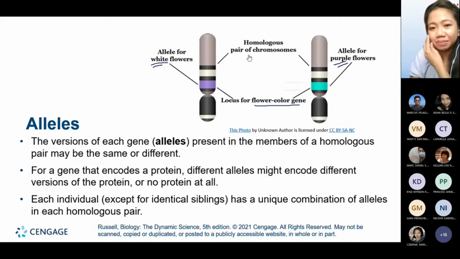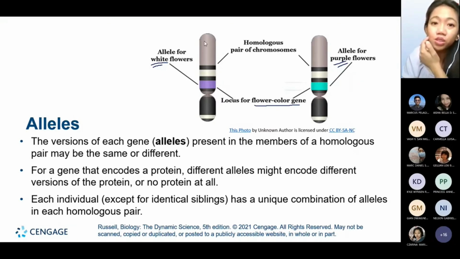Miguel, yes. Miss, is it the dominant trait? Kung dominant trait, anong kulay? Sorry, wala pa akong reference. Usually, dominant ang purple. Yung may kulay yung dominant. So, if that's the case, it will be purple.